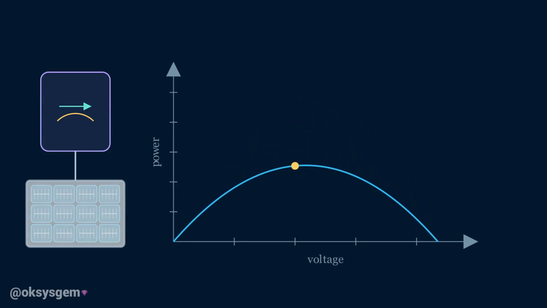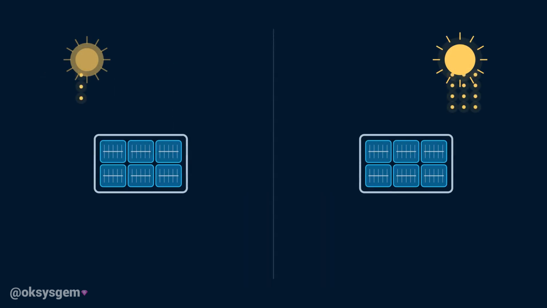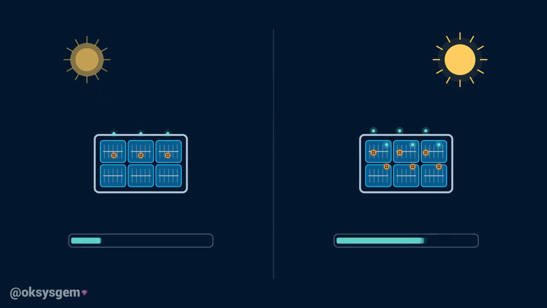The power produced by a solar panel depends strongly on the amount of sunlight reaching it. Under brighter sunlight, more photons strike the cells each second. This creates more electron-hole pairs and generally increases the available electric current.